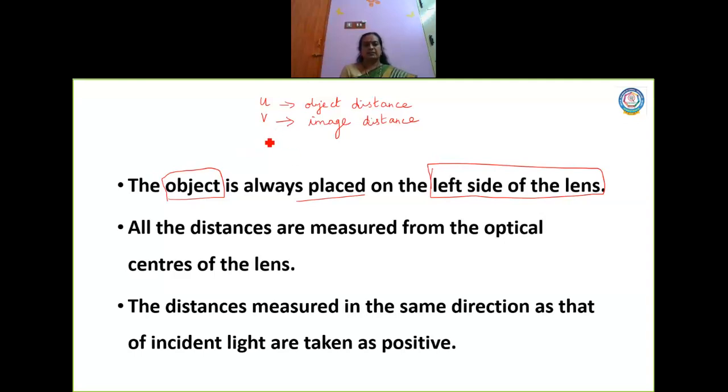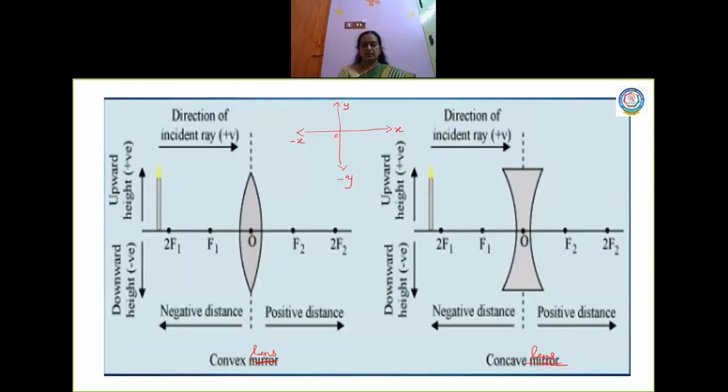And what is F? F represents the focal length. Hope you are very familiar with this focal length. Capital F represents focus. Now here, as far as your diagram is concerned, this is the focus, and the distance between the optical center and the focus gives the focal length. Capital F represents focus.